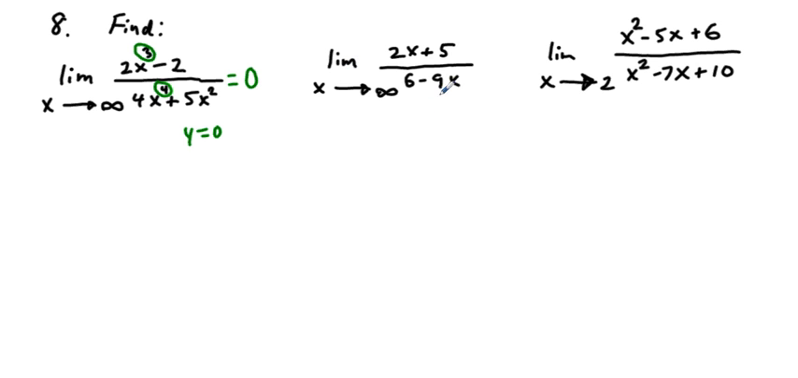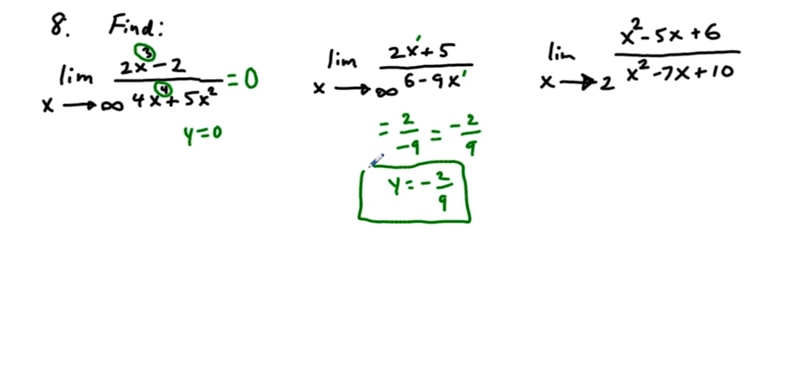Okay, the limit as x approaches infinity of 2x plus 5 over 6 minus 9x. Well, we have x to the first power here and here. So we're going to have our coefficients. We'll have 2 over negative 9, which is going to be negative 2/9. So the horizontal asymptote is going to be y equals negative 2/9. Box this one in here.